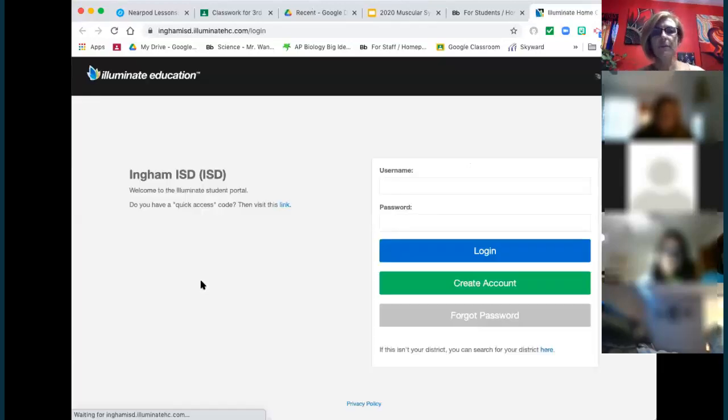If you click on that Illuminate Ed Student Portal, the username is your email address at hazlet.k12.mi.us, and the password is the password that you use to open up your computers.